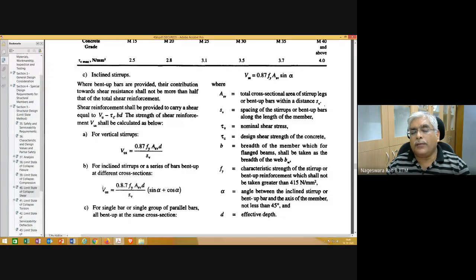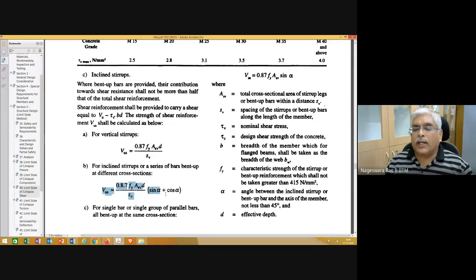Now, take a note of whatever I just mentioned for inclined stirrups. For inclined stirrups, this is the part, and the vertical stirrup is a special case of inclined stirrup where the angle alpha is 90 degrees. So you can easily see this degenerates to this one. And what about this part? This is the contribution from the bent up bars.